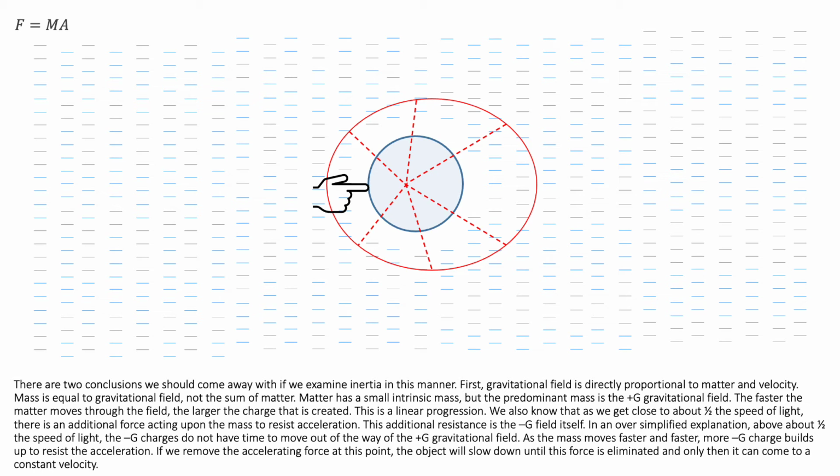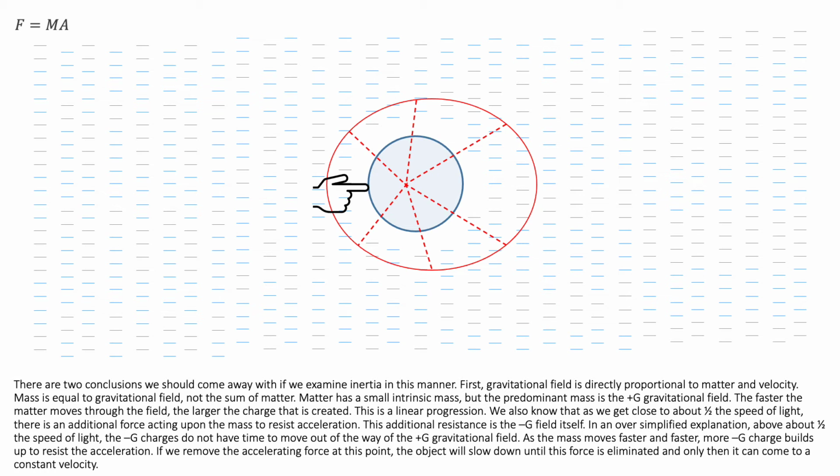Mass is equal to gravitational field, not the sum of matter. Matter has a small intrinsic mass, but the predominant mass is the plus g gravitational field. The faster the matter moves through the field, the larger the charge that is created. This is a linear progression.